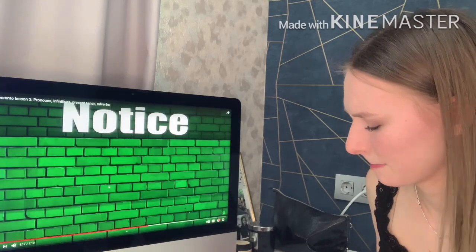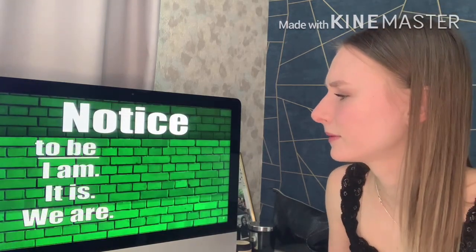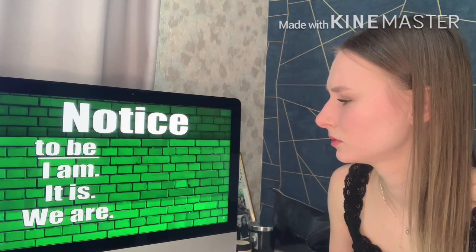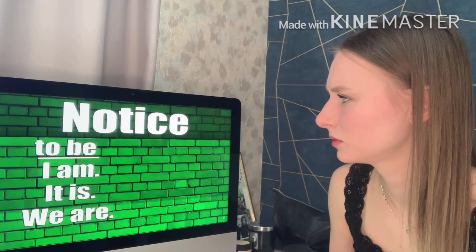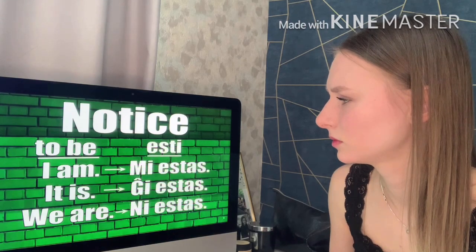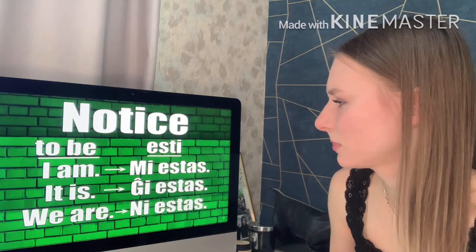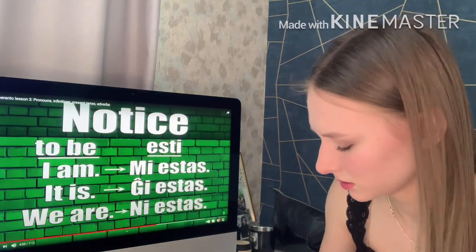Also take note that in English, when you use a verb, it changes form depending on what the subject is. You would say I am, it is, we are, but in Esperanto, the ending is perfectly regular and it never changes depending on the subject of the sentence. I am, mi estas.